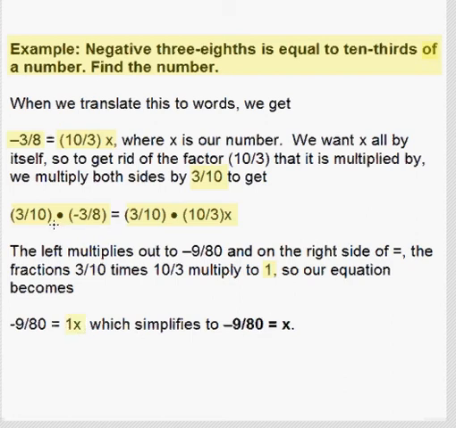On the left, we have to do that fraction multiplying operation. We have to take the 3 times the negative 3, and we have to take the 10 times the 8 in the denominator. So 3 times negative 3 is negative 9 over 80 in the denominator. So negative 9/80 equals 1x, and that simplifies to negative 9/80 equals x.